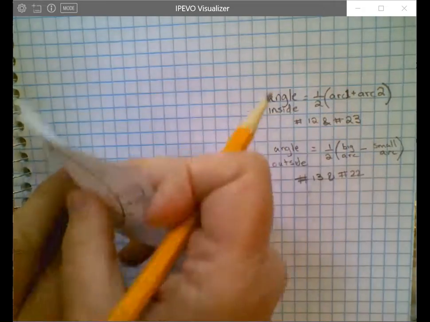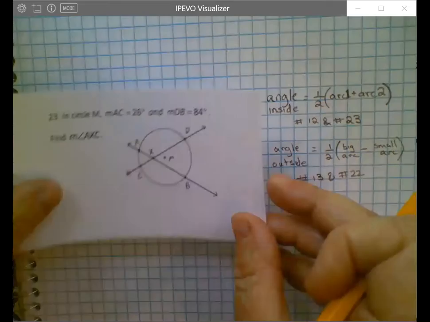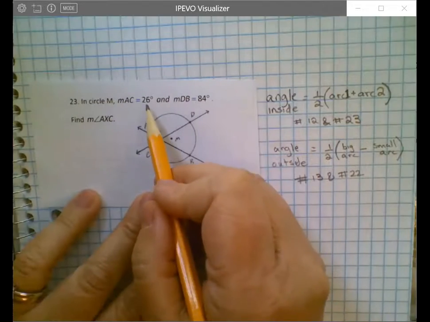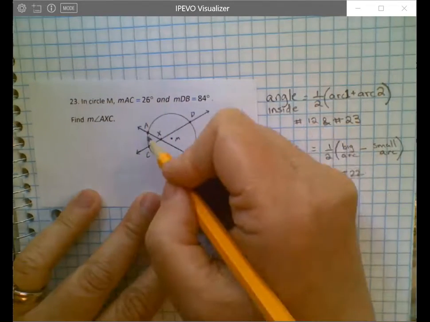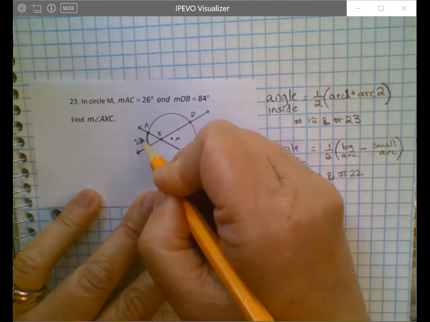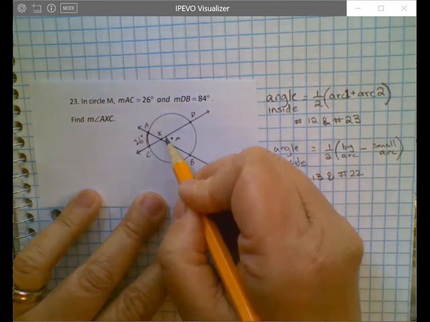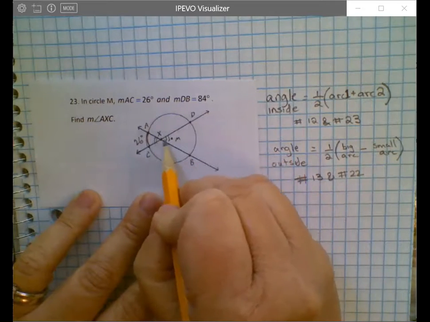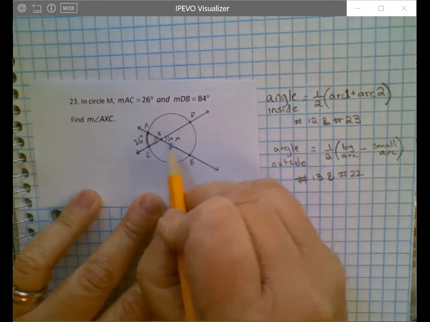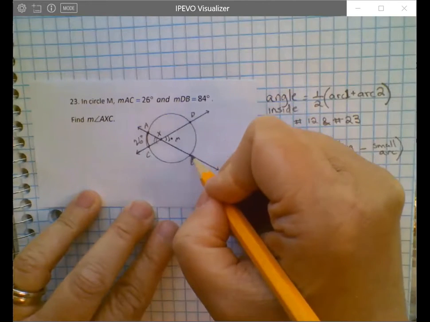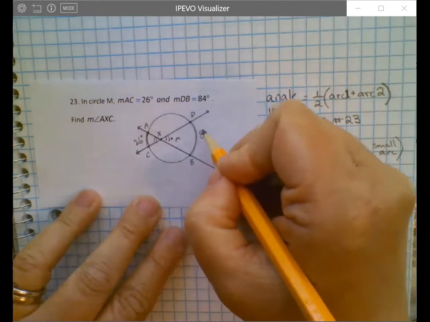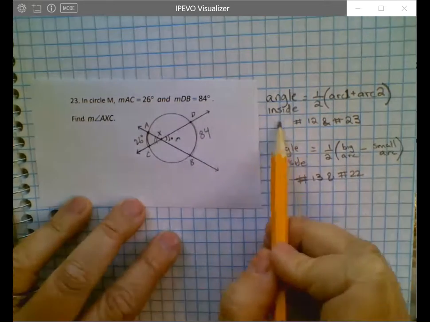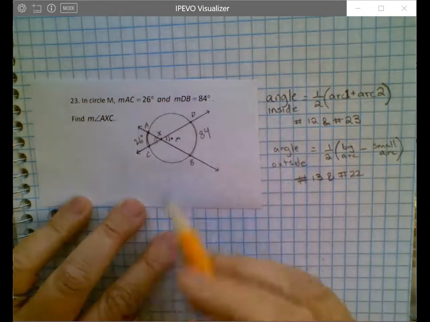Okay, let's try that one more time with number 23 off the same review. So in this case, we have that the arc AC is 26 degrees. We don't know the angle, that's what we're looking for. Actually, we're looking for AXC, which is this side, but these two are vertical angles, so they will be equal. And then this arc, DB, is 84. In this case, we don't even have to solve. We're just plugging in, and the formula is already solved for angle, which is what we're looking for here.